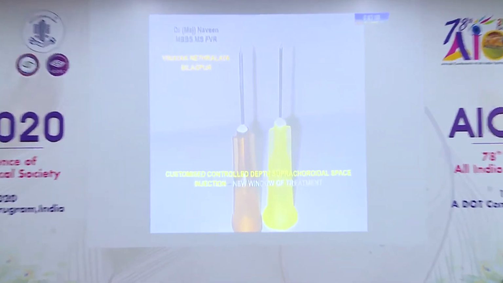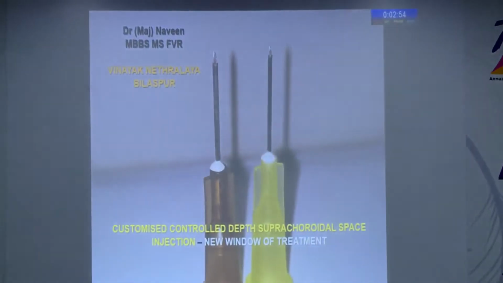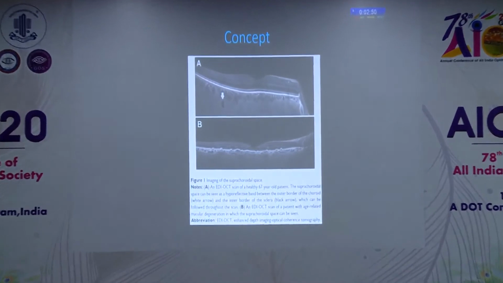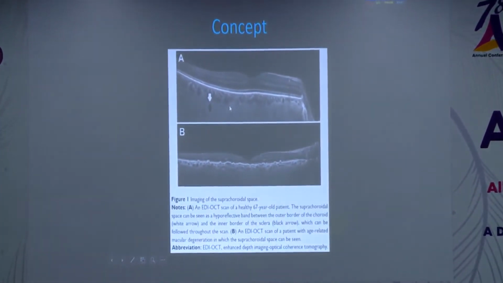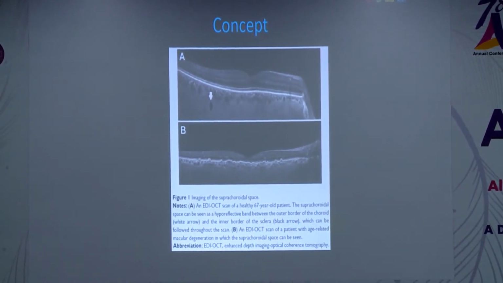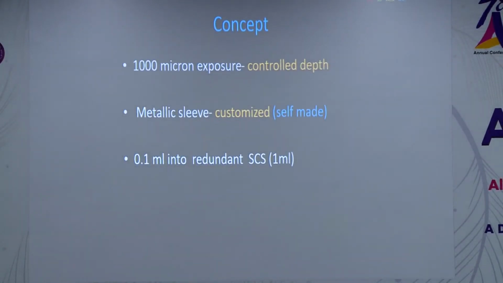The topic for the presentation will be a customized controlled suprachoroidal space injection. The concept of suprachoroidal injection is basically to deposit the drug in the suprachoroidal space, which is a redundant space, not a free available space like a vitreous cavity where we can inject. So we need a needle or an instrument which can safely deposit the drug in the suprachoroidal space, for which I have designed a self-made needle.